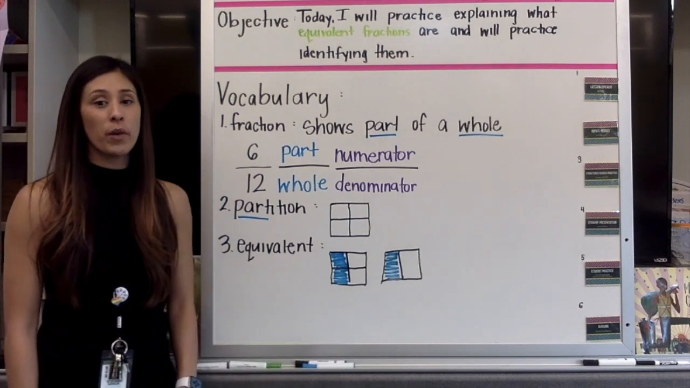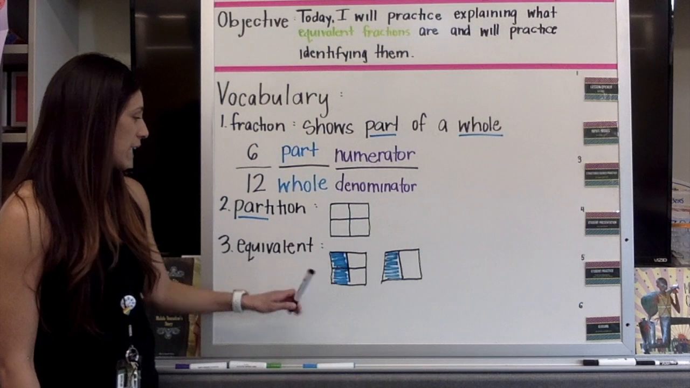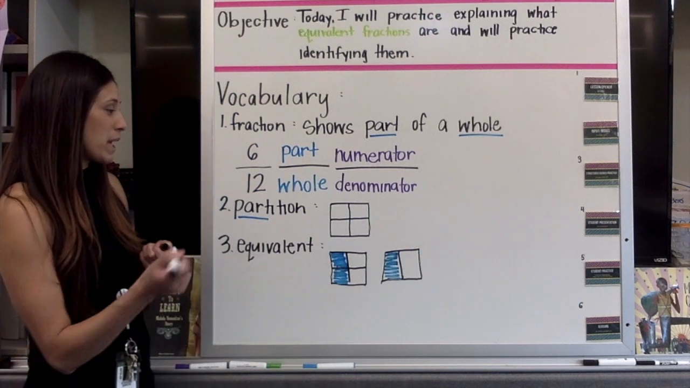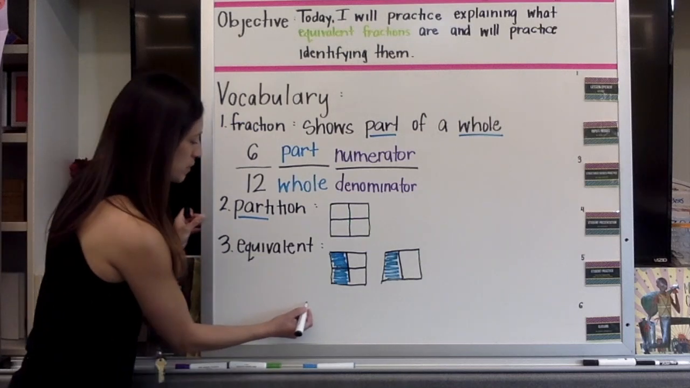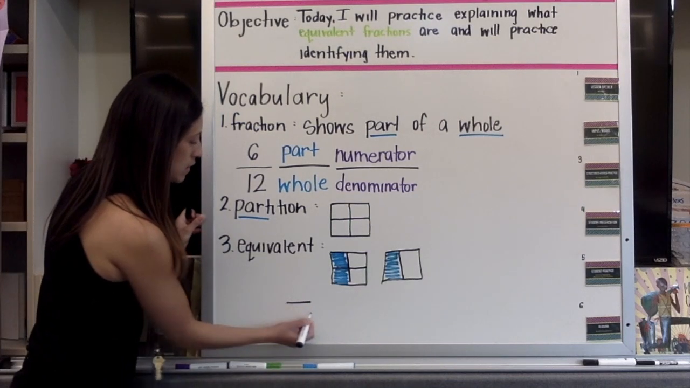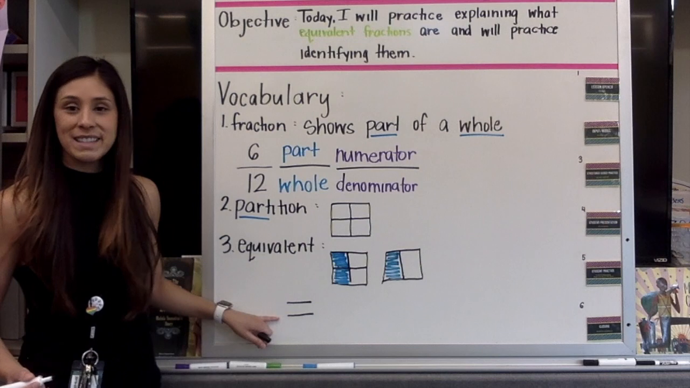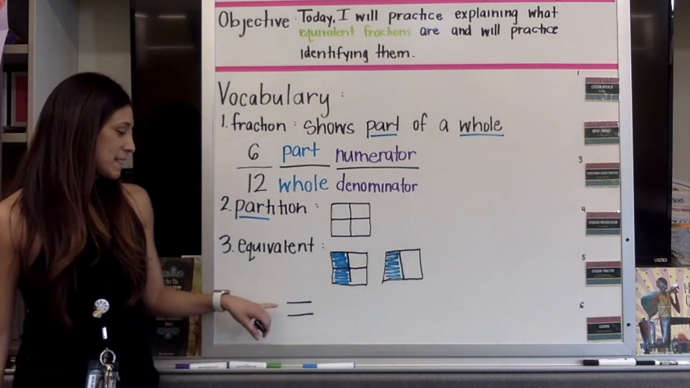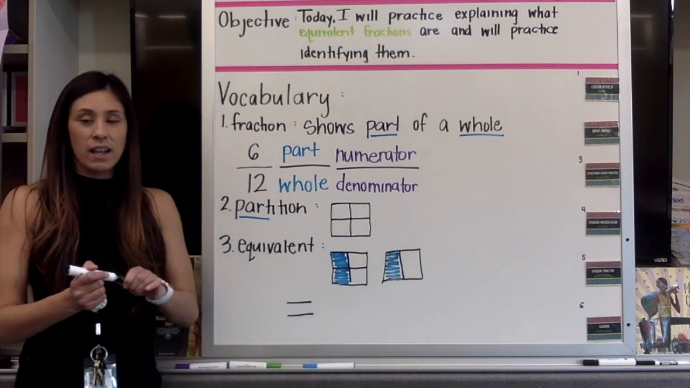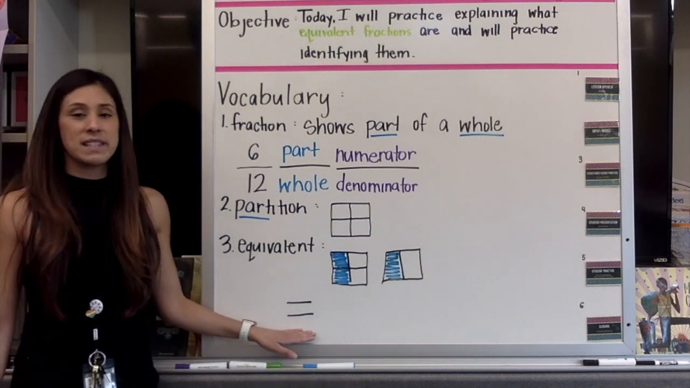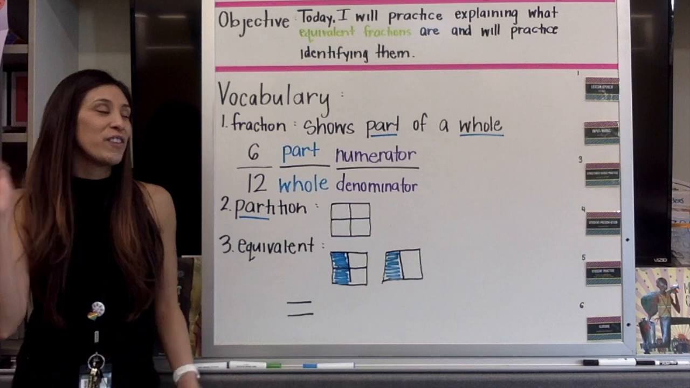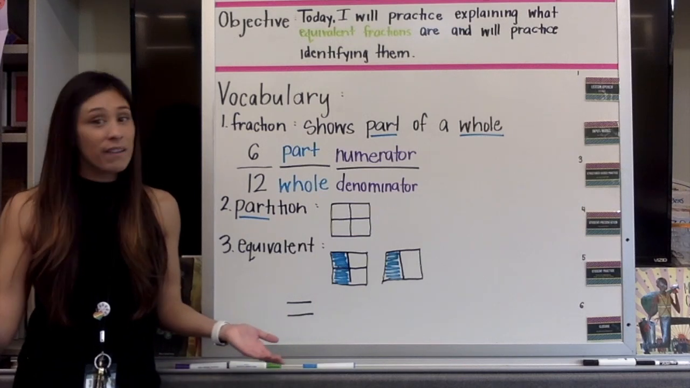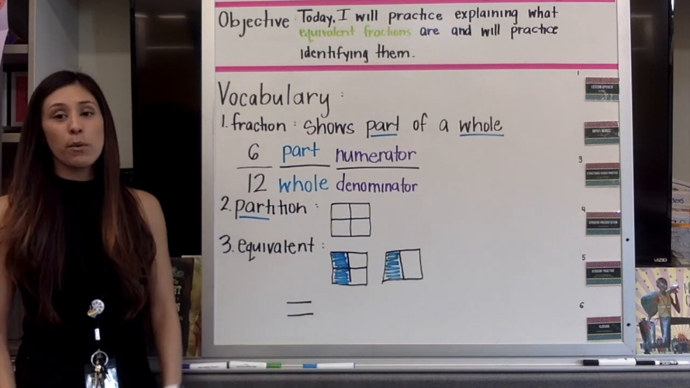Now we have one more vocabulary word, and it has to do with things being equivalent. It's not really a vocabulary word. It's really actually just a symbol. So you guys recognize this symbol. Tap your head if you recognize this symbol. Now go ahead and call out, what is the name of this symbol? If you said an equal sign, you're exactly correct. This is called an equal sign.